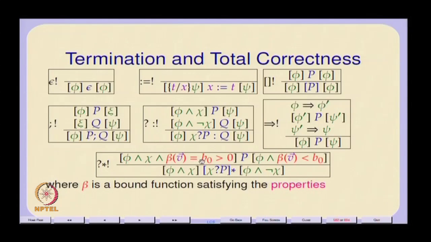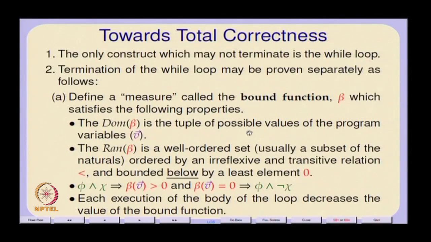Okay. So, if you started with an initial value of b naught, now beta of v evaluated should give you something less than b naught. And if you guarantee this, then what we are saying is that this loop will always terminate, because this measure cannot go below the lower bound of the well ordering, and when it does terminate, the condition would be false. So beta is of course the bound function satisfying these properties.